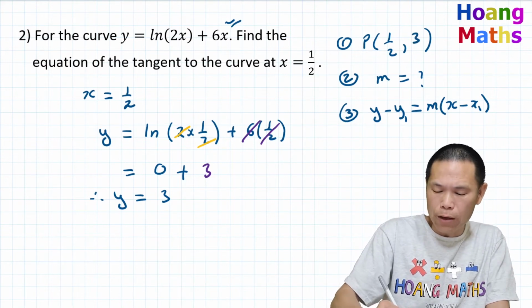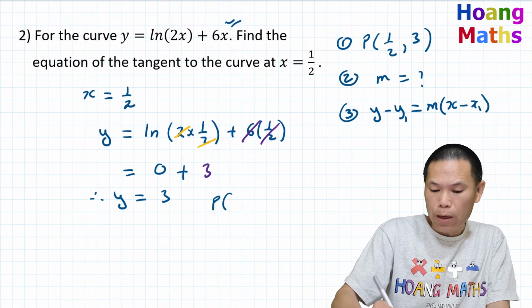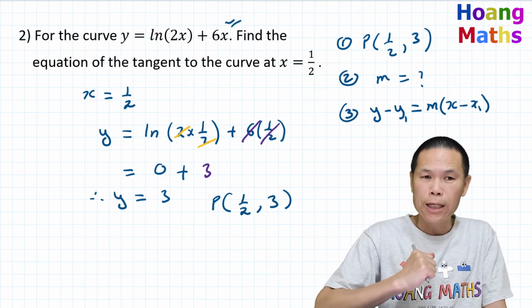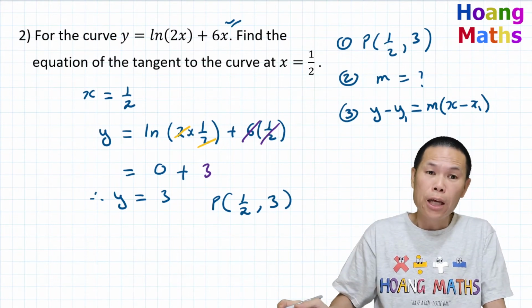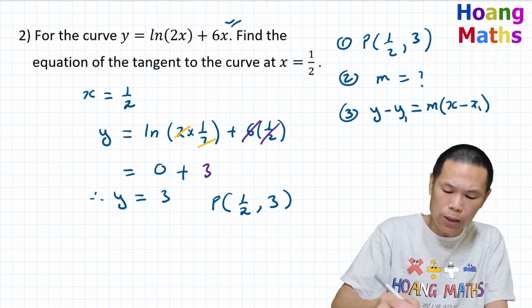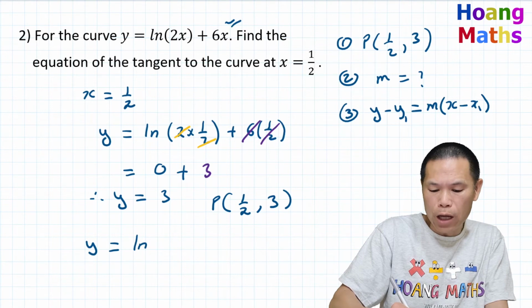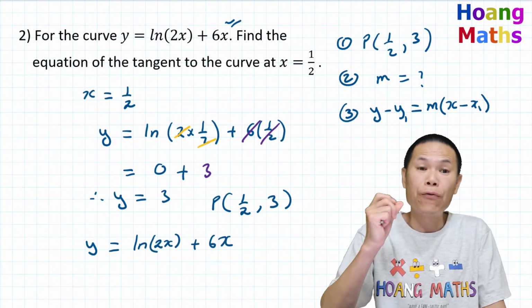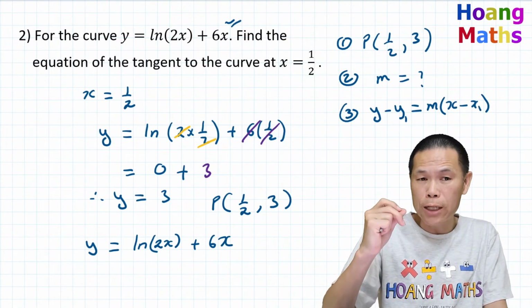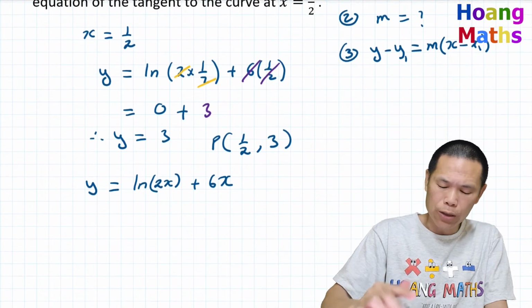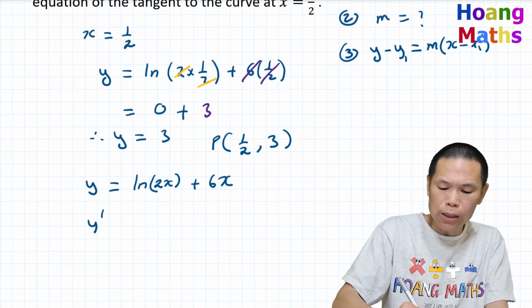Or I can write here, therefore, at the point, okay, a half, 3. Now that we have found the point, we need to find the gradient. The gradient of the function: we differentiate the function first. So let me write down y is equal to ln of 2x, and then plus 6x, okay? That is the function, but we want to find the gradient at the point a half, 3. So we differentiate this.